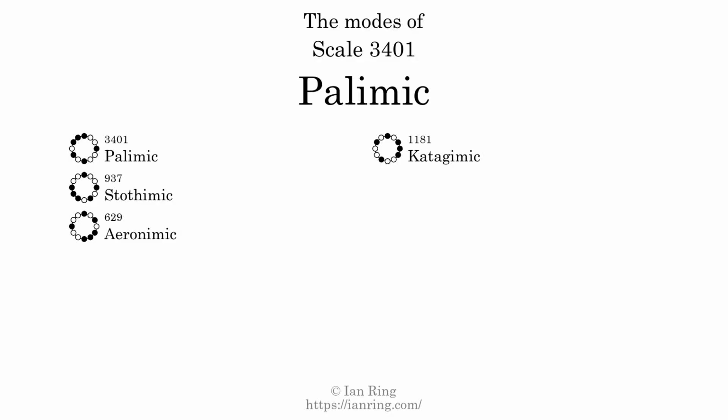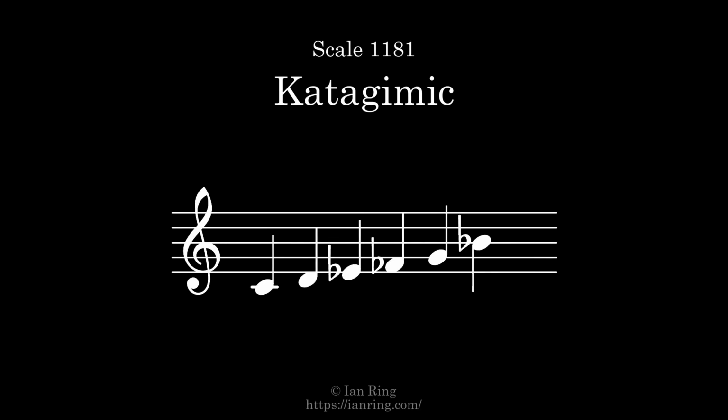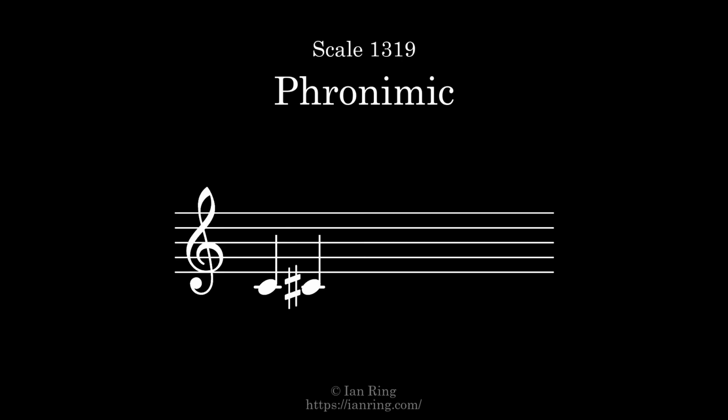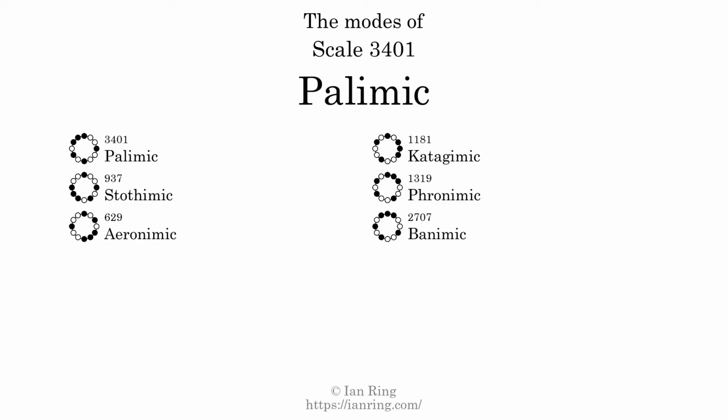The fourth mode is scale 1181, also known as Catagimic. It sounds like this. The fifth mode is scale 1319, also known as Phronemic. It sounds like this. The sixth and last mode is scale 2707, also known as Benemic. It sounds like this.